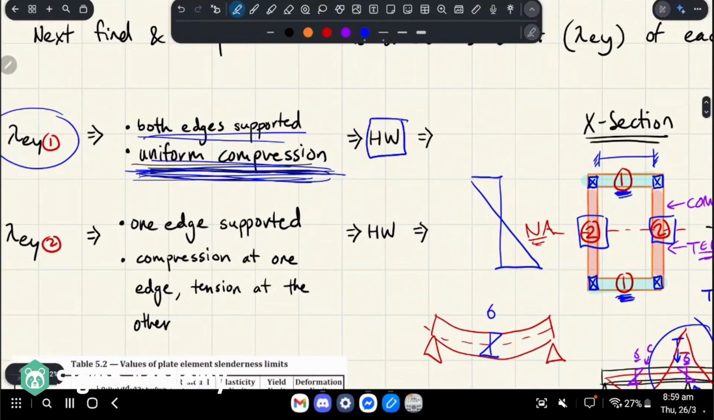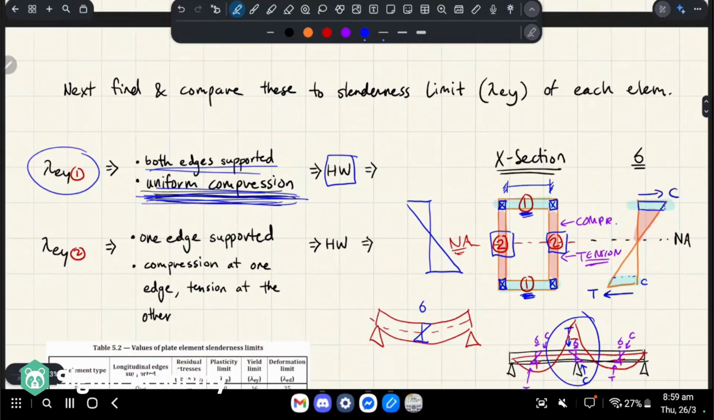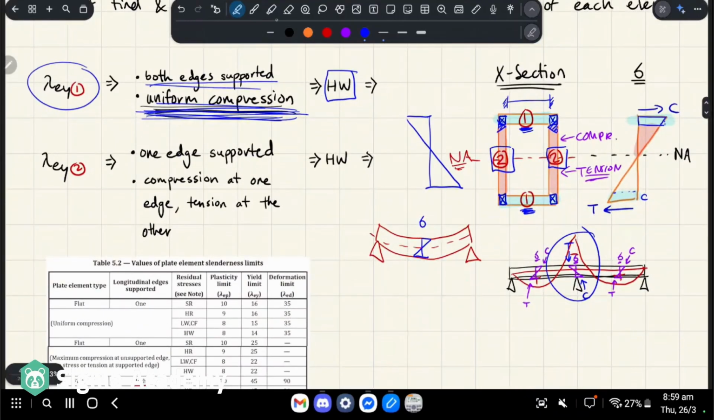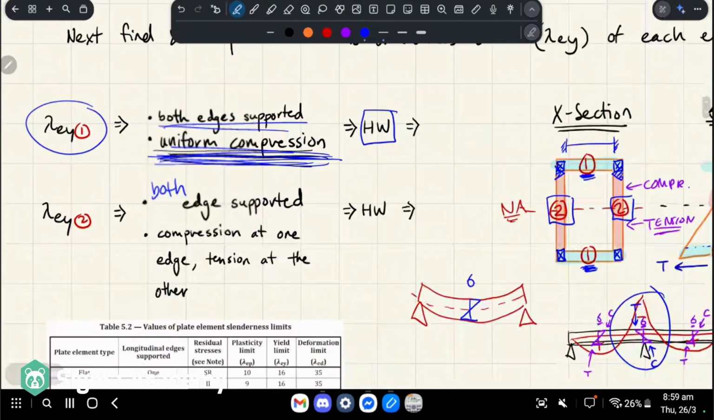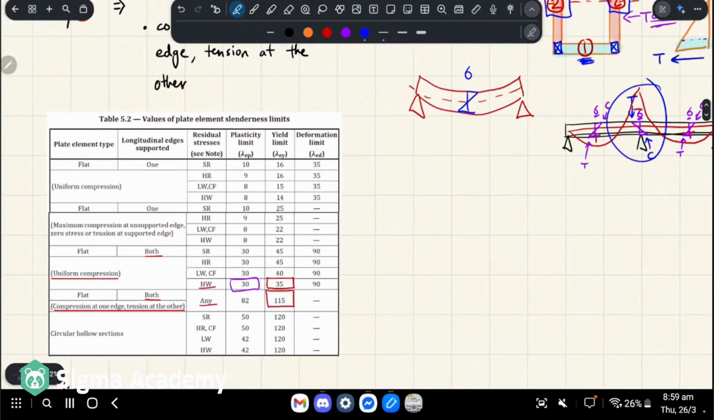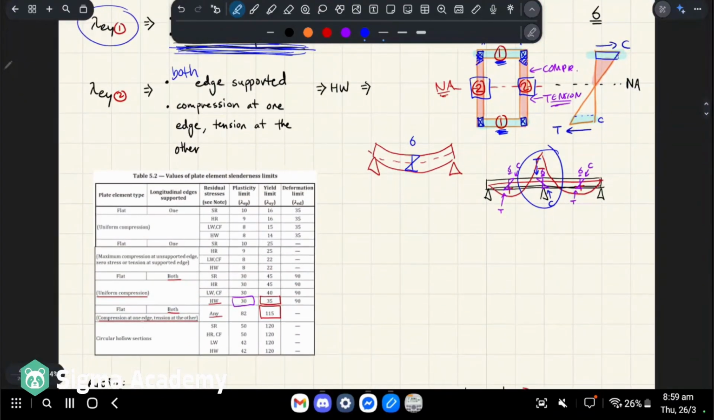And it's heavily welded. So this is to do with the manufacturing process. We said that it's heavily welded, right? Gives us a certain number, which I'll show you below. And element 2, why does it say 1 is supported? That's wrong. It should be both. So there should be both edges supported. I just read the wrong thing there, but I took the right value down here.